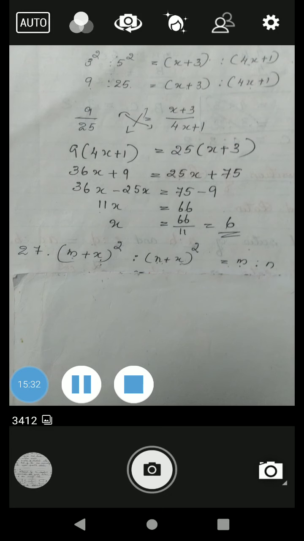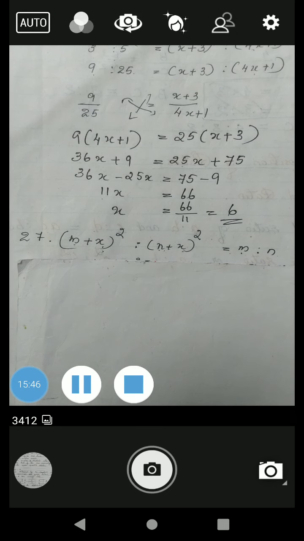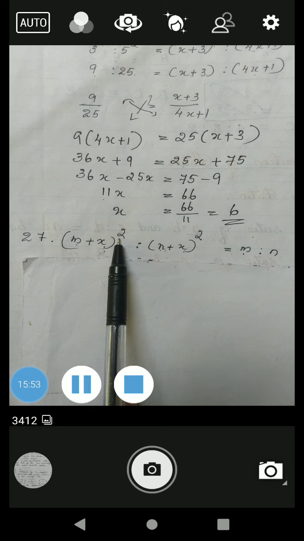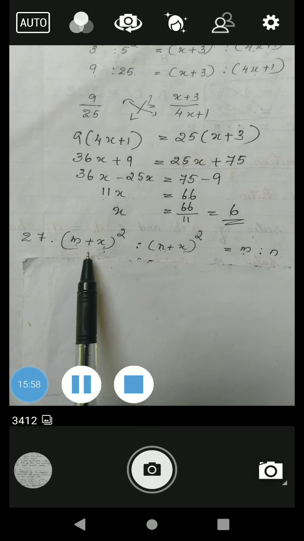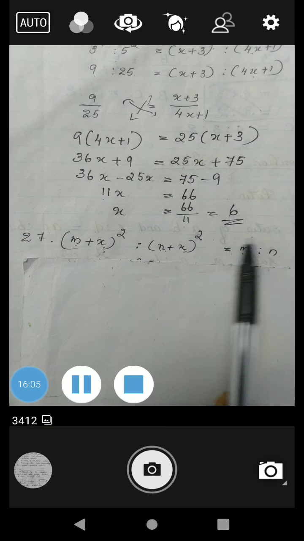Simple question. And we can see question number 27. If m is to n is the duplicate ratio of m plus x is to n plus x, show that x square is equal to mn. So, from the given statement we can write m plus x the whole square. That is the duplicate ratio. Look, duplicate ratio of m plus x is to n plus x is m plus x the whole square is to n plus x the whole square. That value is given, m is to n.